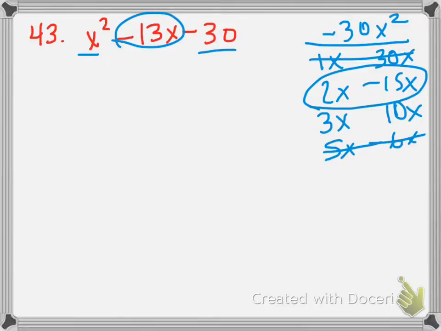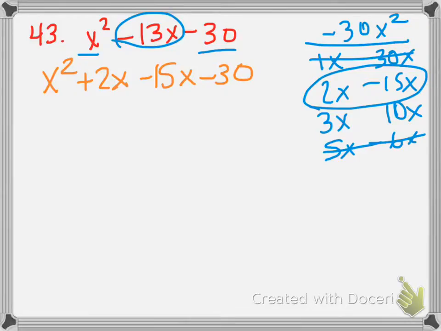So now I'm going to rewrite my original quadratic, and I'm going to replace negative 13x with the two factors I found. So I'm going to put plus 2x minus 15x minus 30. Okay, because 2x minus 15x gives me negative 13x.